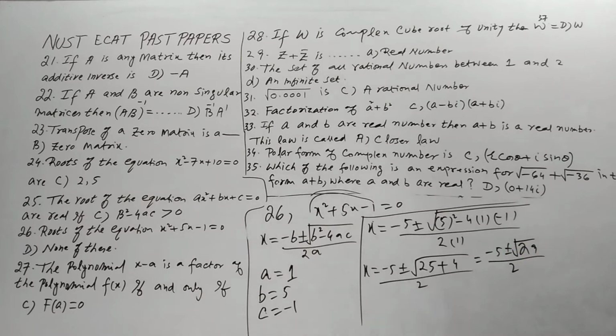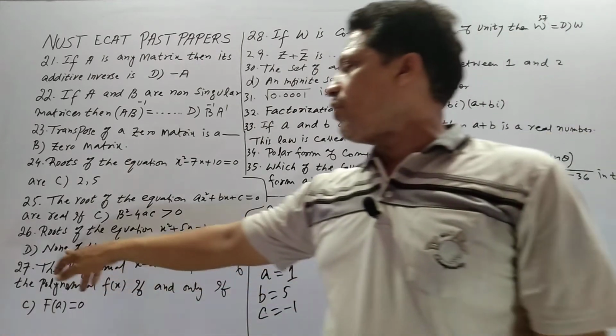29 upon 2. Therefore our answer is minus 5 plus minus root 29 upon 2. Square root of 29 is not possible without a calculator, so this is just our answer. But in the given question there is no option which equals minus 5 plus minus square root of 29 over 2. Therefore option D is correct, none of these.